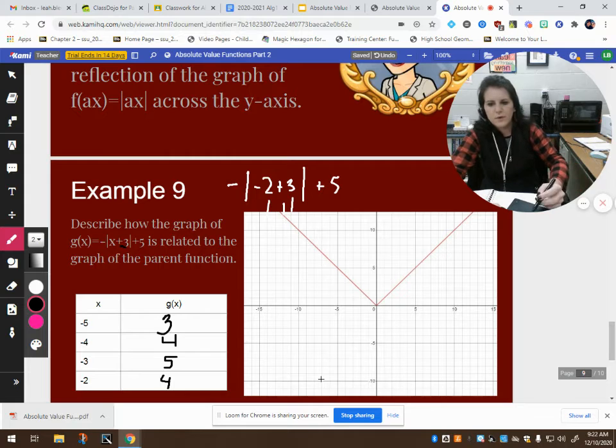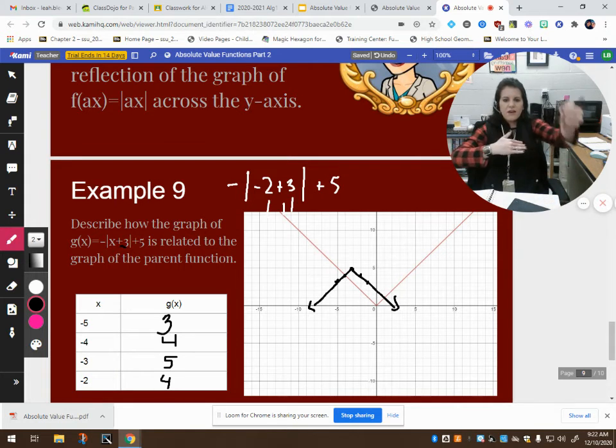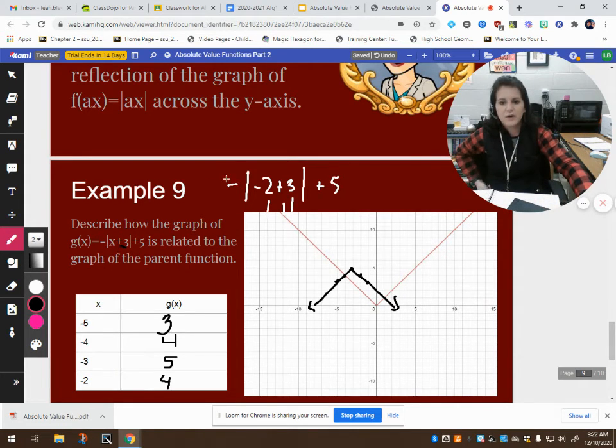So let's graph it. We go over -5, up 1, 2, 3, put our point. Over -4, up 4, put our point. Over -3, up 5, put our point. Over -2, up 4, and put our point. And we can see it would just keep going this direction. So it flipped it, right? It flipped the graph over because there's a negative out here.